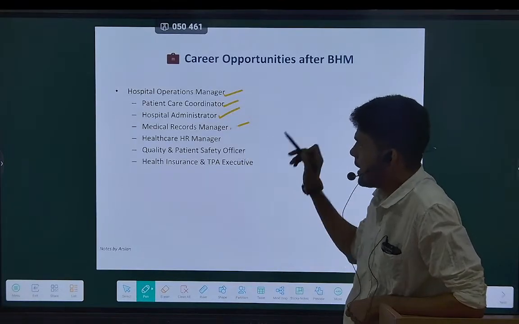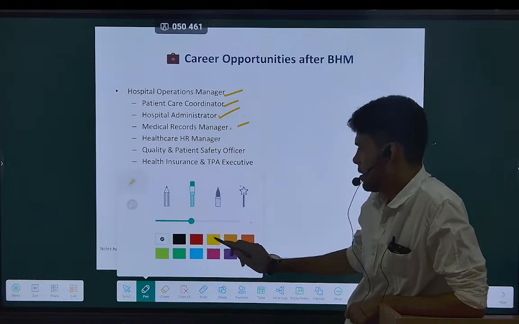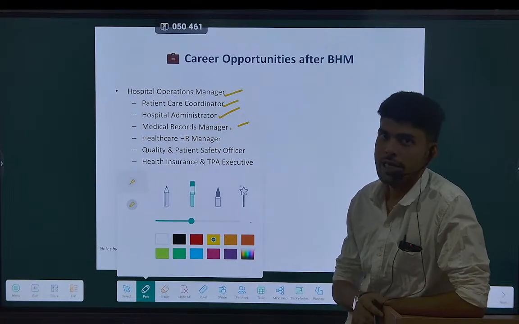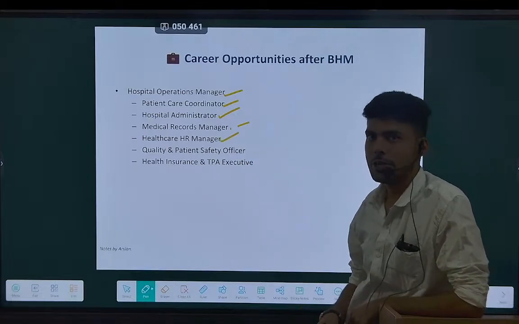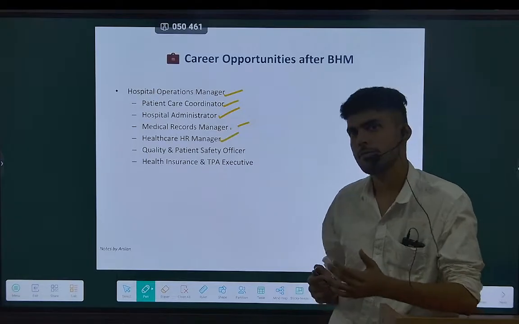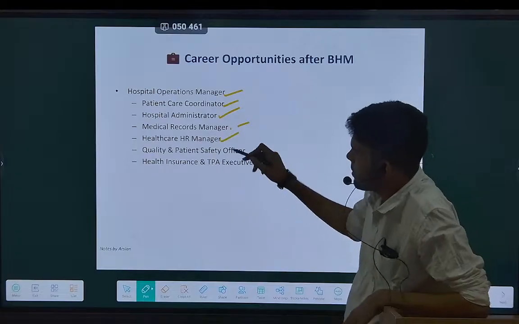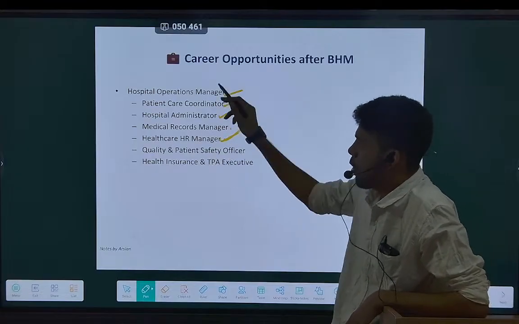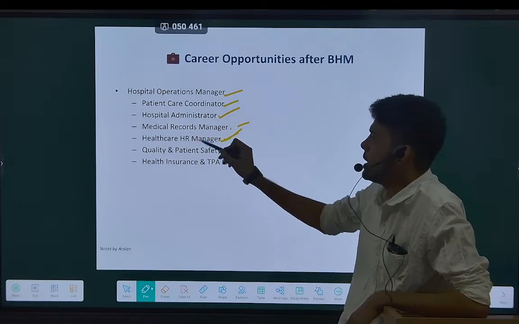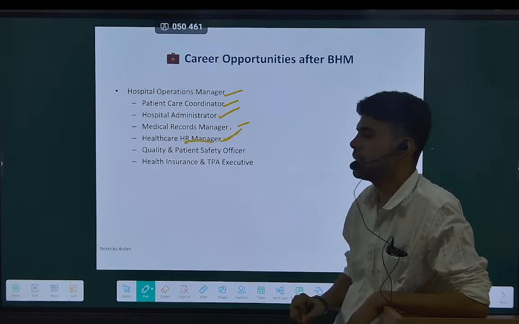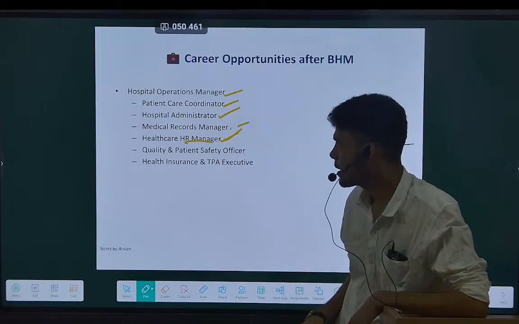Then there is a healthcare HR manager. What is an HR manager? Human resource manager. Okay, human resource means you have to take a person or some individual who is going to manage all your functions. And who is responsible for this? To recruit them. It is the work of the HR manager. So you can also work in the HR field if you go with BHM.